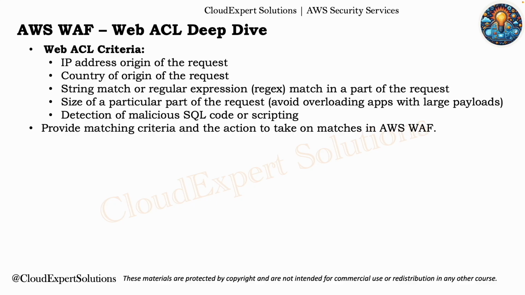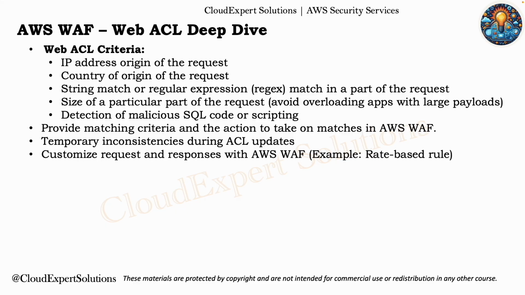or count the request. During a Web ACL update, AWS WAF may experience temporary inconsistencies. This is absolutely normal because sometimes the rule takes some time to propagate. But AWS automatically handles this to ensure traffic is continuously protected. Finally, AWS WAF allows you to customize request handling, such as limiting request rate using a rate-based rule, which is especially useful for mitigating brute force attacks.